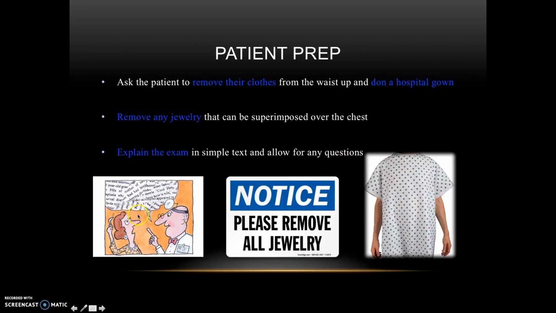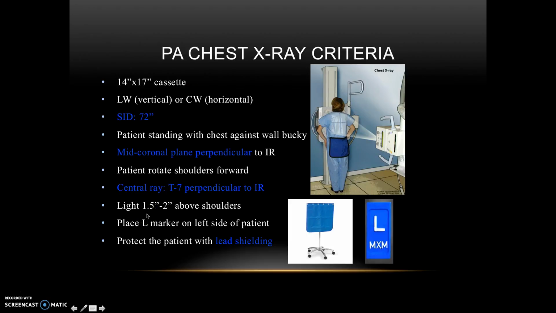I think this is a pretty funny diagram here. So for the PA chest x-ray, this is going to be the criteria we're going to be using. We're going to be using a 14-inch by 17-inch cassette.